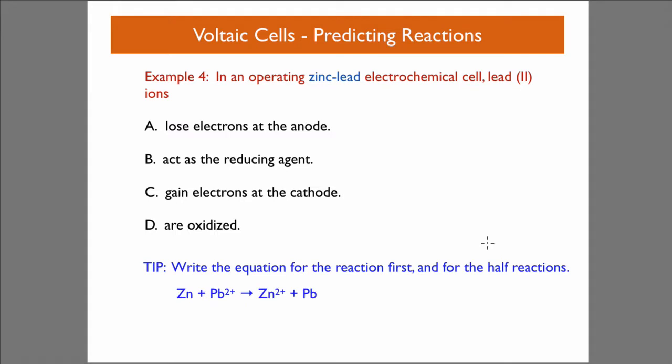We've got zinc is more reactive, so the zinc will form the ion and the lead ions will form the solid. So oxidation is the zinc forming the ion, and reduction is the lead ions forming the lead. So which one is going to be correct? Lead 2 ions are acting as, well, if the lead is being reduced, it must be acting as the oxidizing agent, and therefore it gains electrons at the cathode.